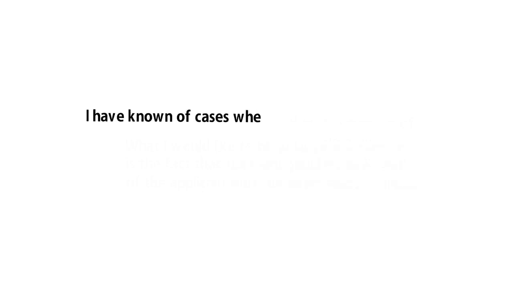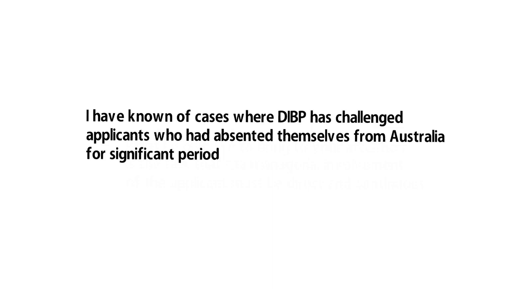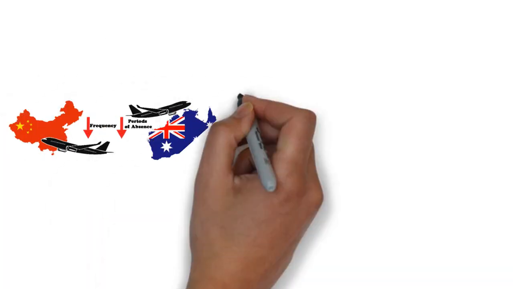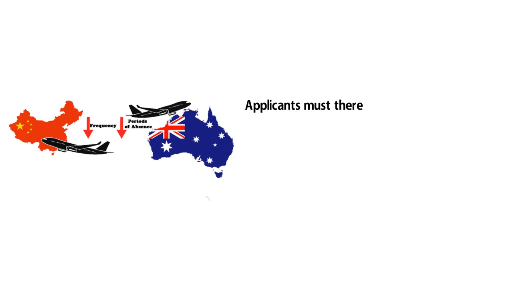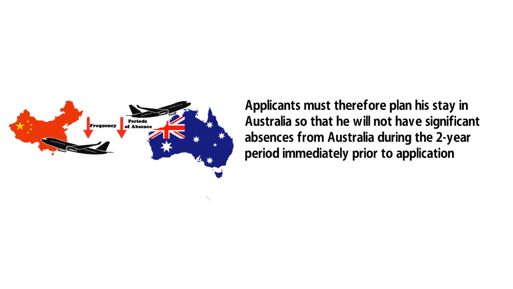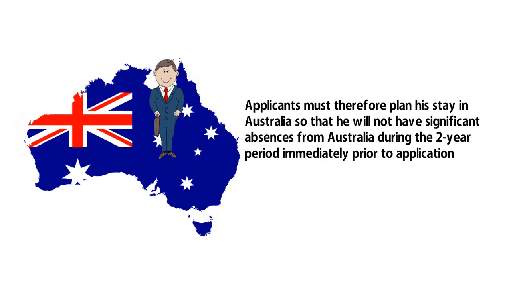I have known of cases where DIBP has challenged applicants who had absented themselves from Australia for significant periods of time during the 2-year period, because the operative words are direct and continuous. Applicants must therefore plan their stay in Australia so that they will not have significant absences from Australia during the 2-year period immediately prior to application.